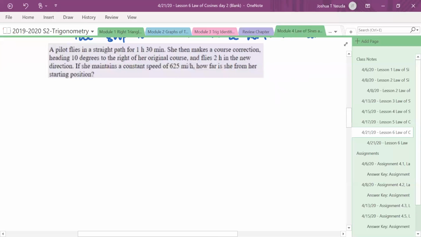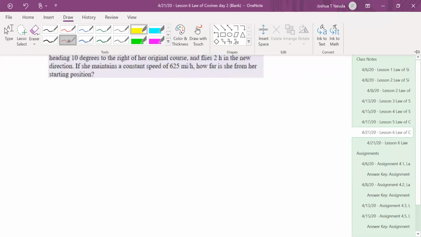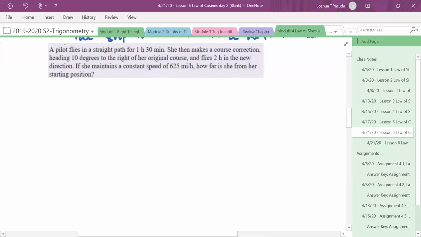Okay, it says a pilot flies in a straight path, probably important, a straight path for an hour and a half. She then makes a course correction heading 10 degrees to the right of her original course and flies 2 hours in the new direction. If she maintains a constant speed of 625 miles an hour, how far is she from her starting position?